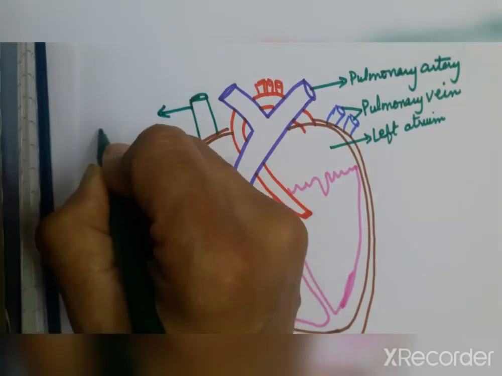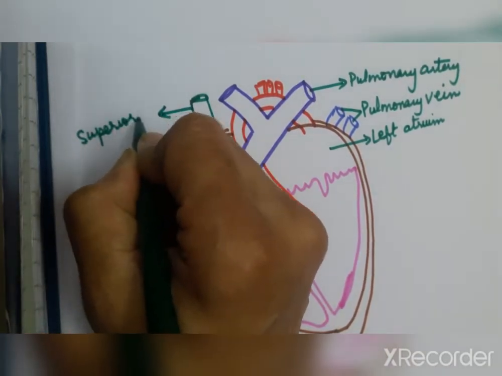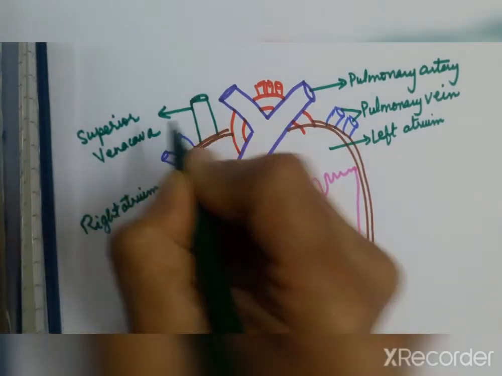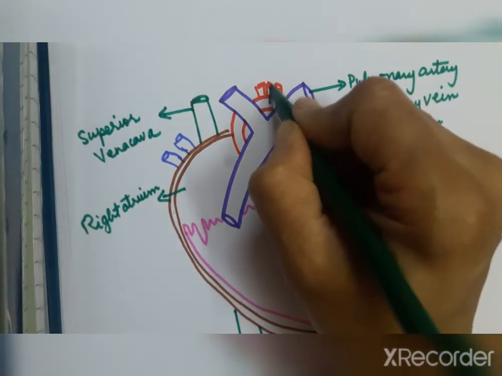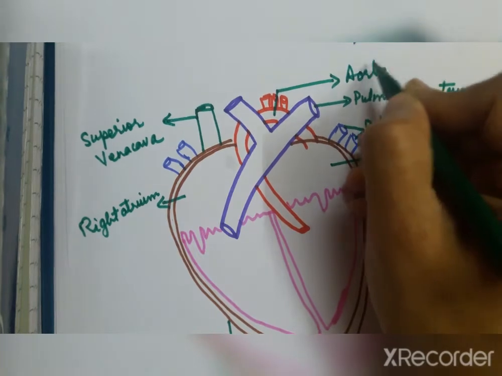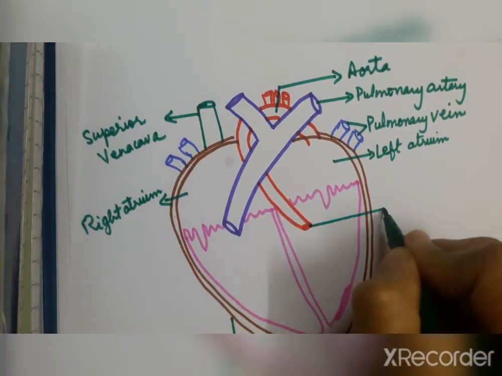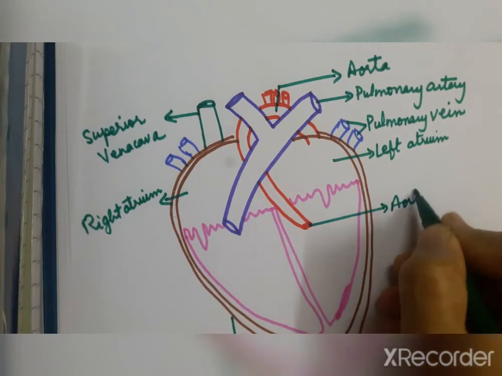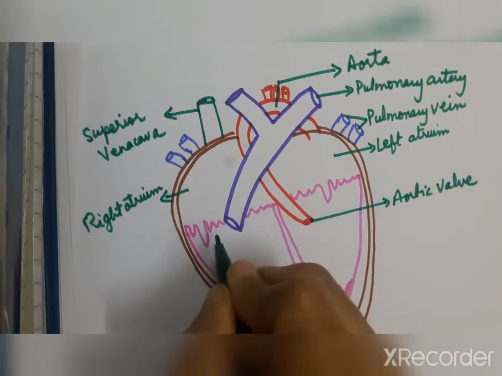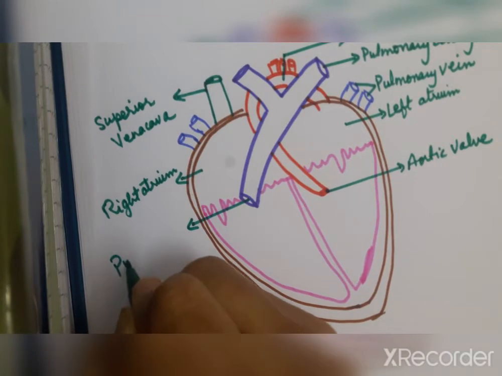This is the biggest vein which is called as the superior vena cava. And this C-shaped structure is called as the biggest artery and it is named as aorta. Aorta will have a valve which is called as the aortic valve. And the pulmonary artery will have a valve which is called as the pulmonary valve.